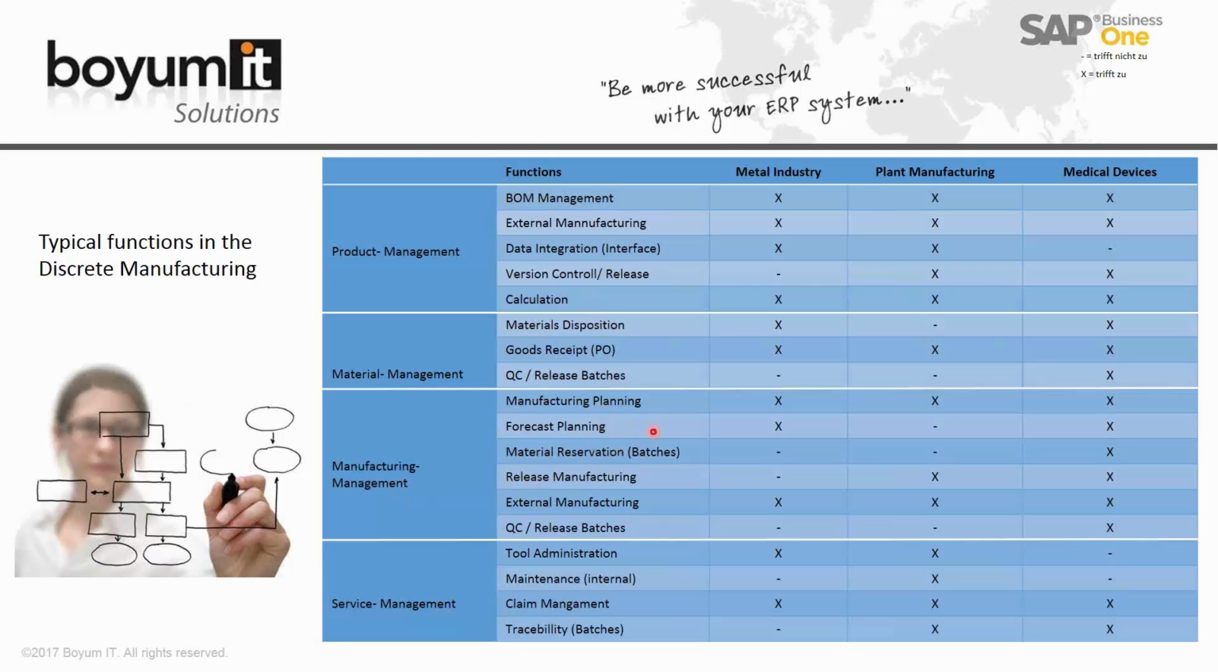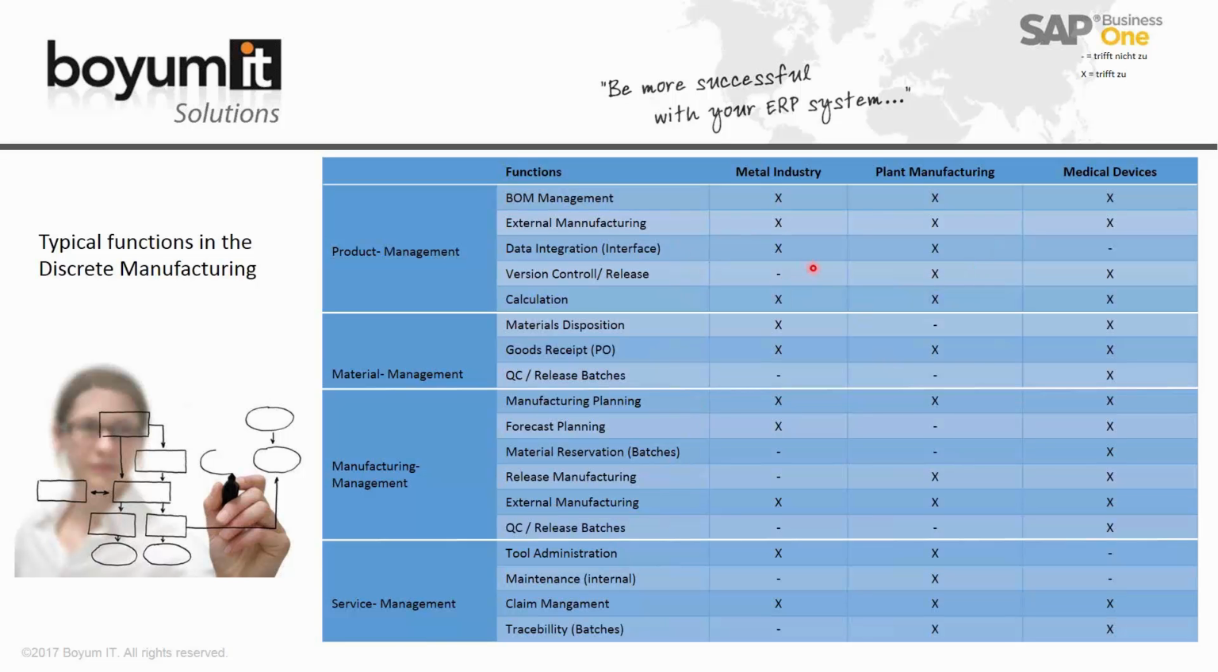We have, of course, not the typical mixing and filling process. We have a different process. We have, for example, external manufacturing. We have here maybe forecast planning and so on. And if you go to service management, we have maybe tool administration. Yeah. But also here, on a rough level, an idea what we need for the metal industry, for different industries, or what we maybe do not need.